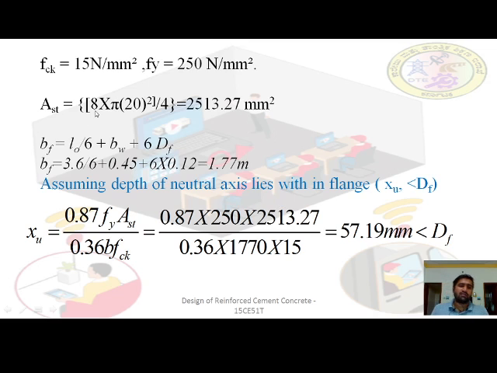So FCK, and 8 bars of 20 dia. In order to calculate the area of the steel, it is pi d square by 4. Since it is 8 bars, so 8 into pi d square by 4. If you calculate this one, the area of the steel will be 2513 millimeter squares. So this area of the steel we have calculated.